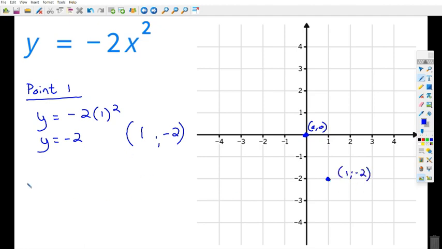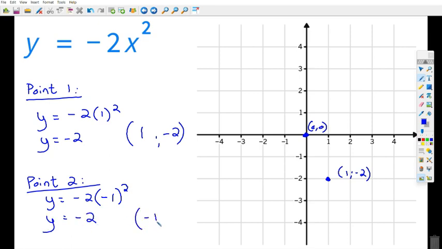Right. Then for my second point, I'm just going to use the reflection of what I chose already. So y is equal to -2, and I'm going to choose -1 this time. So this is the reflection of what I chose before. And that's also going to give me -2 for y. And the point that I used was -1 and -2.